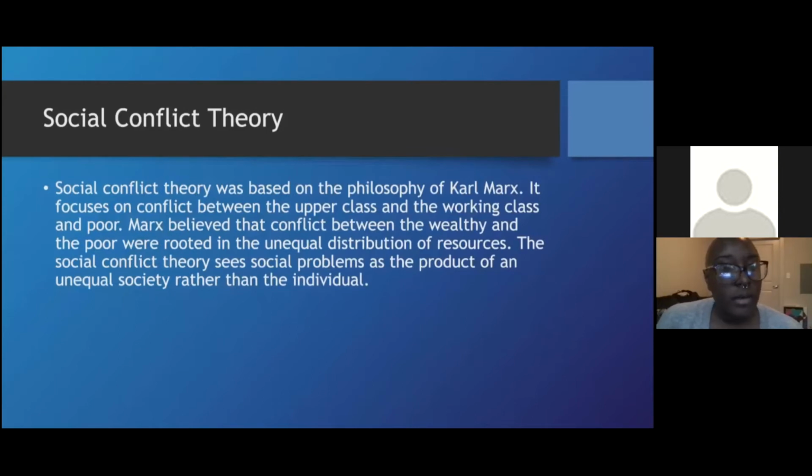Social conflict theory. Social conflict theory was based on the philosophy of Karl Marx. It focuses on conflict between the upper class and the working class and poor. Marx believed that conflict between the wealthy and the poor was rooted in the unequal distribution of resources. The social conflict theory sees social problems as the product of an unequal society rather than the individual.